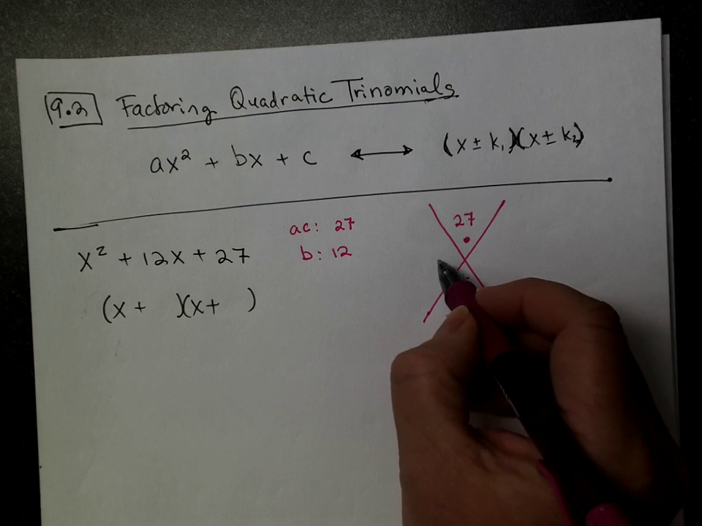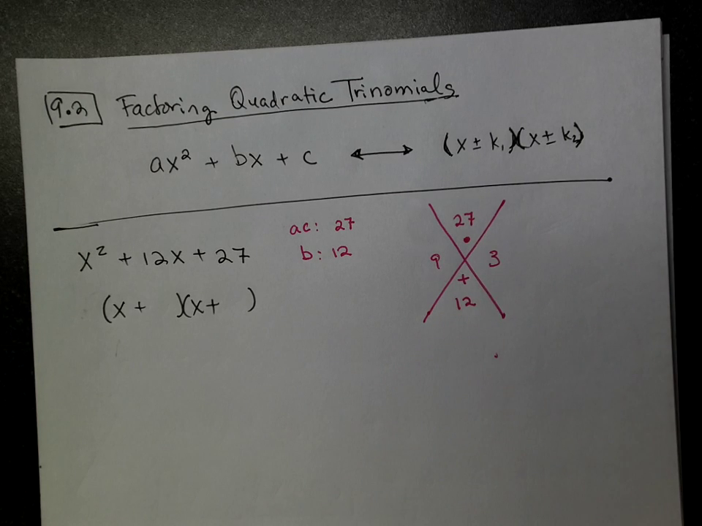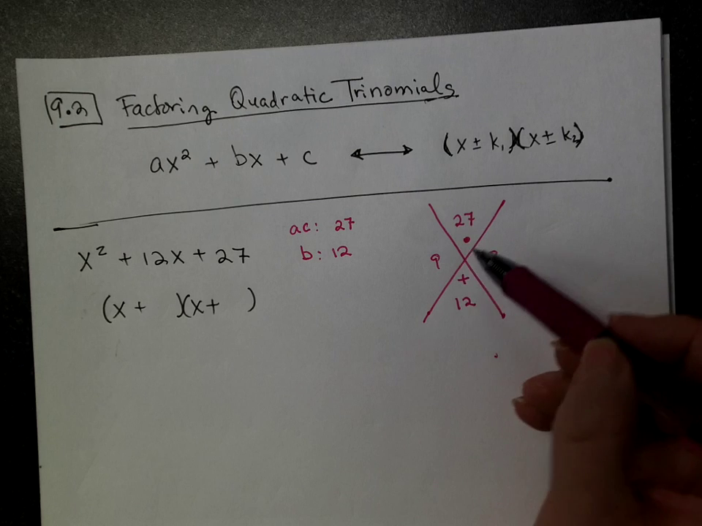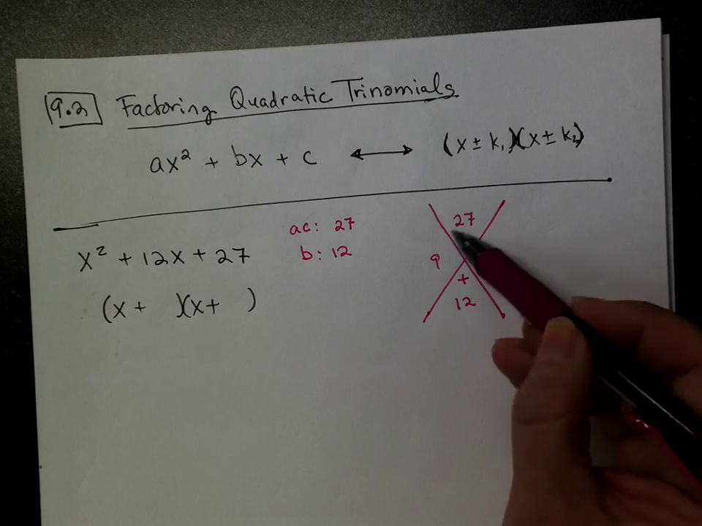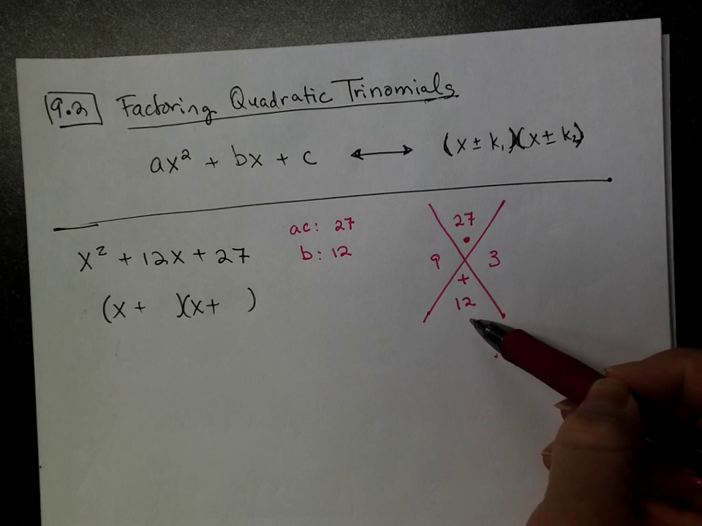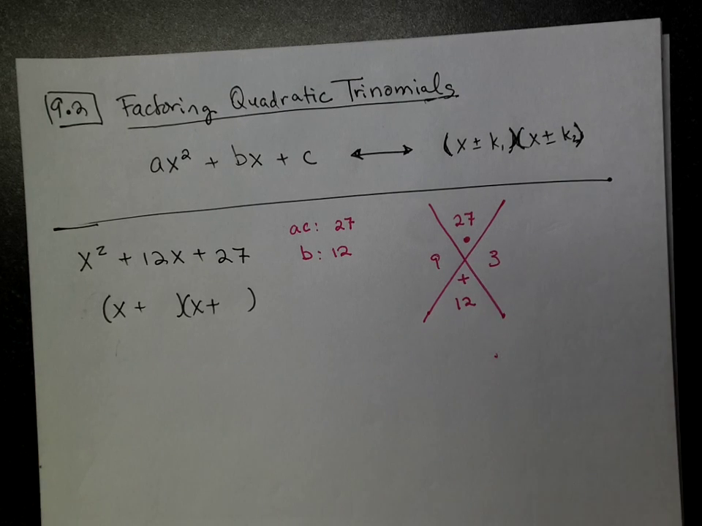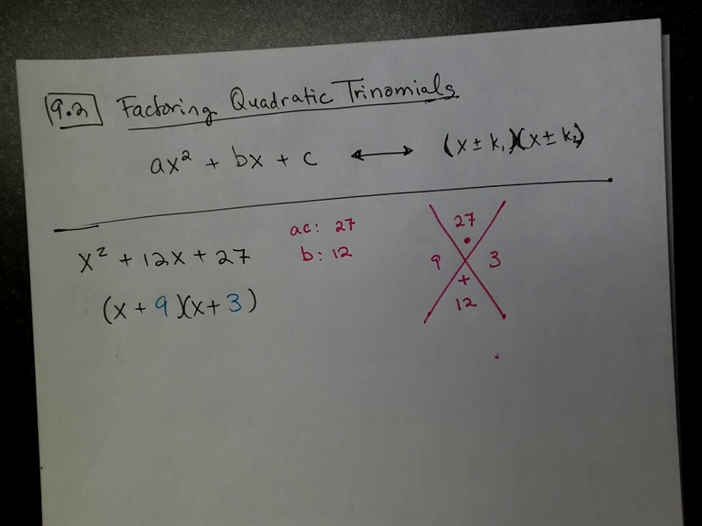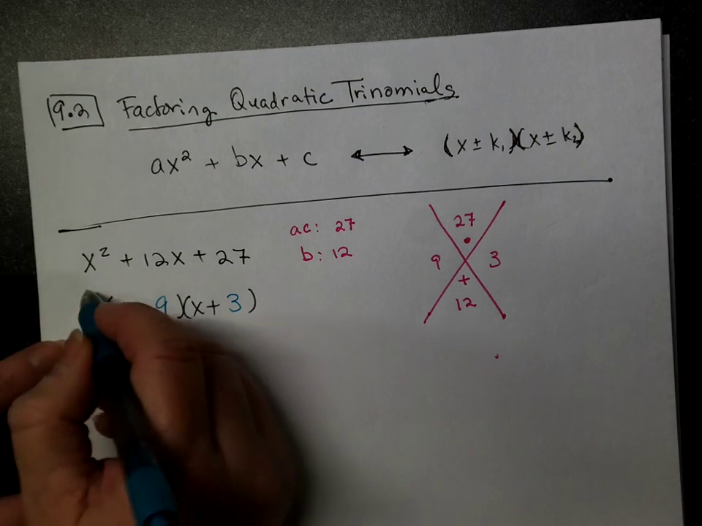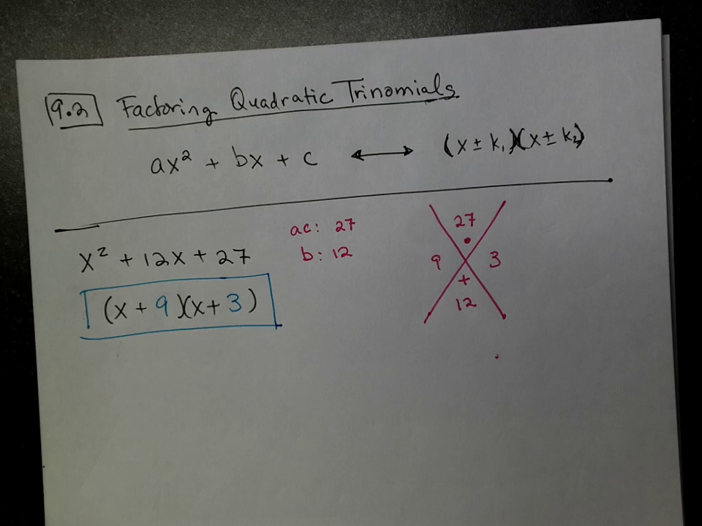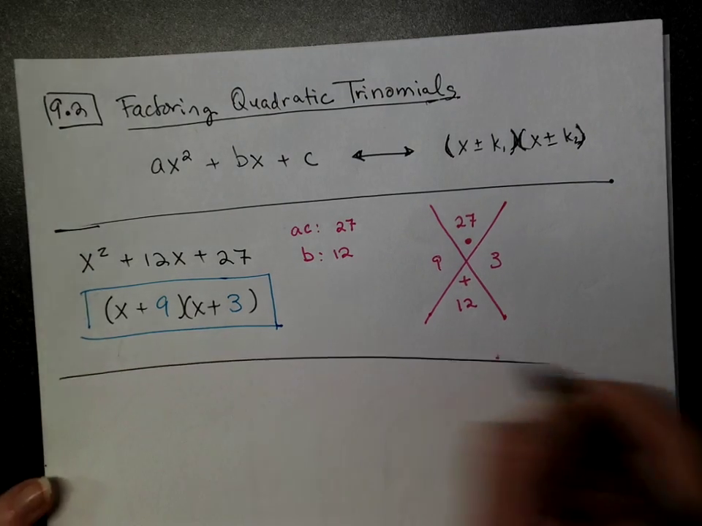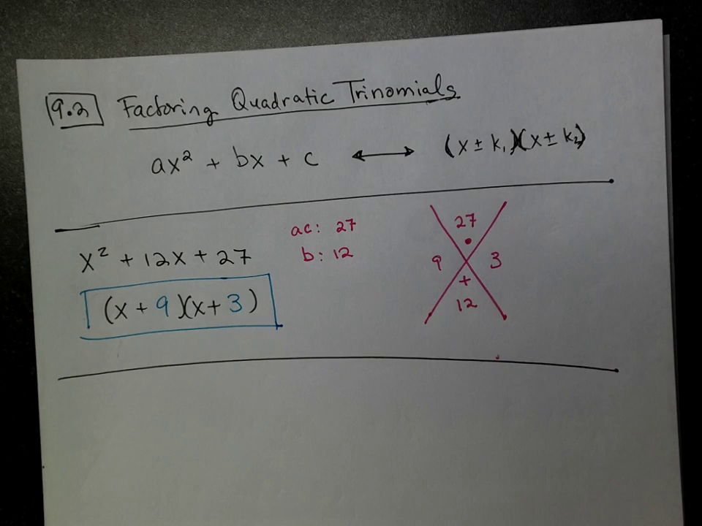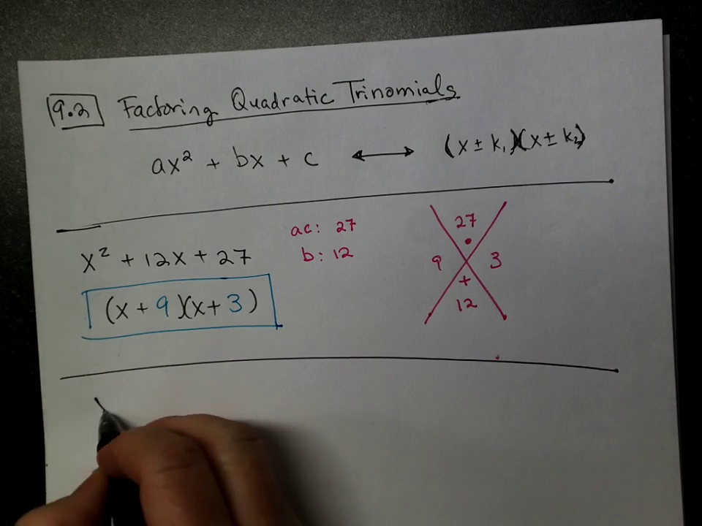So I can leave those positive. It doesn't matter the order they're in, 3 times 9, 9 times 3. This helps my I see. Positive 9 times positive 3 is indeed 27, and positive 9 plus positive 3 is indeed 12. So that goes right in, and it doesn't matter the order. X plus 3, X plus 9 is the same. Order of factors doesn't matter. And you're done. Okay with that? All right, so try this one.